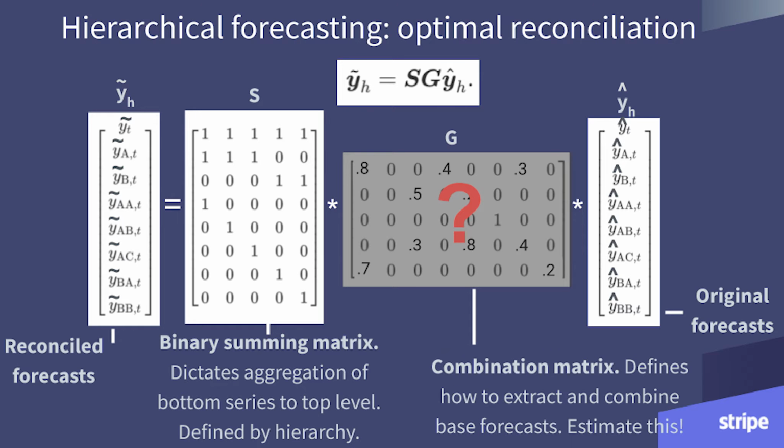And then we have our G matrix. So this is the one that we want to estimate. This is the unknown matrix. And estimating this is going to allow us to do our reconciliation. There are a number of methods you can use to do this estimation. Least squares is a good one to start with, but we also use methods that allow us to weight the reconciliation by the variance of the individual forecasts.